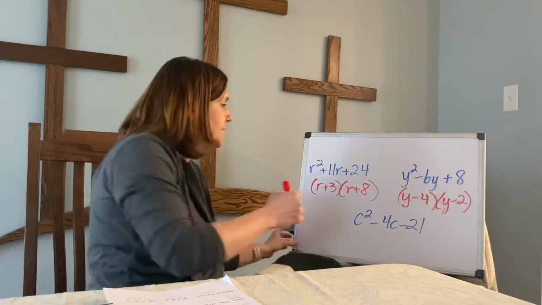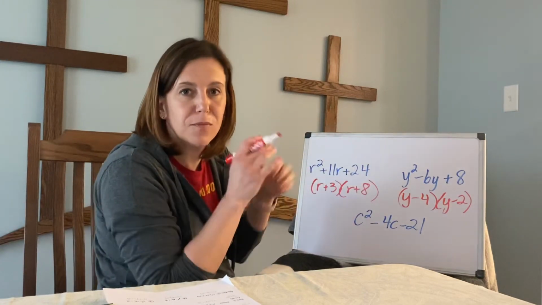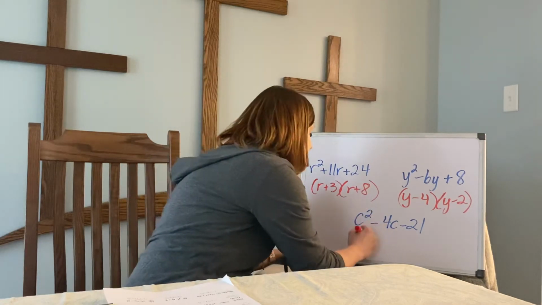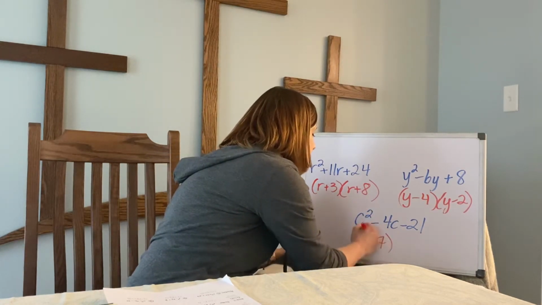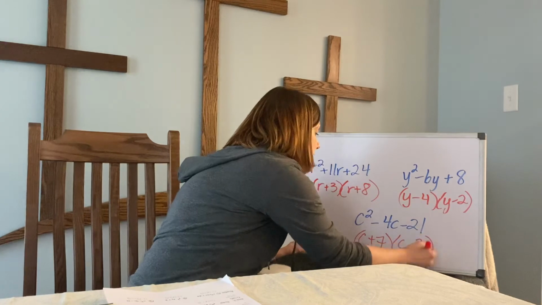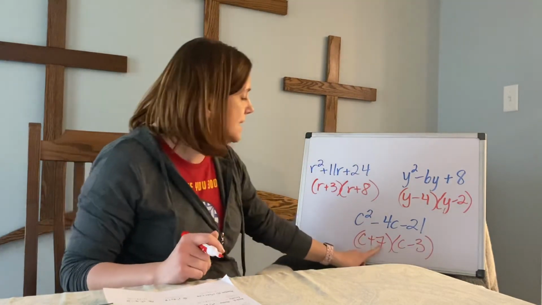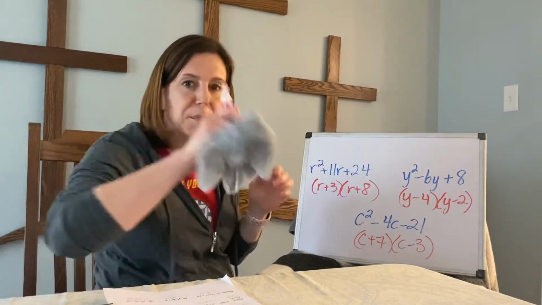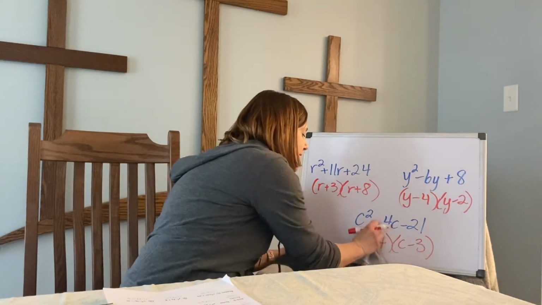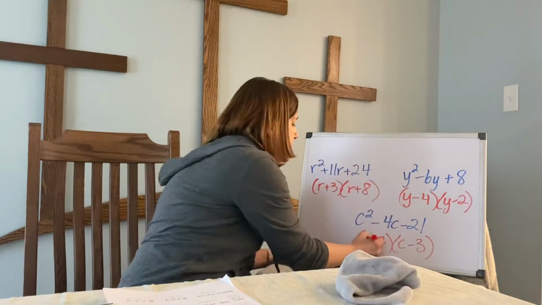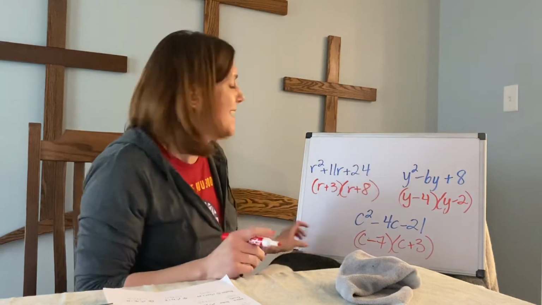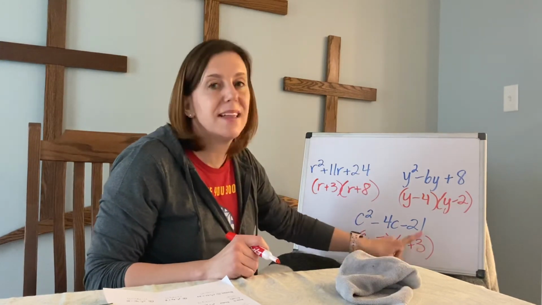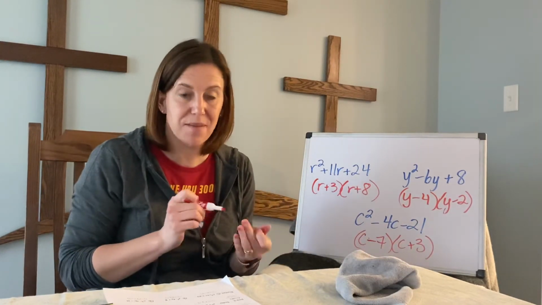This last one has a different organization of signs just to give us different practice. And if I do this one, I would get C plus 7 and C minus 3. Because 7 minus 3 gives me, oh, I did that wrong. I wrote them down wrong. See, I double checked it and thought, oops, wrong signs. Now it's right. -7 plus 3 is -4. And when I multiply them together, I get -21.